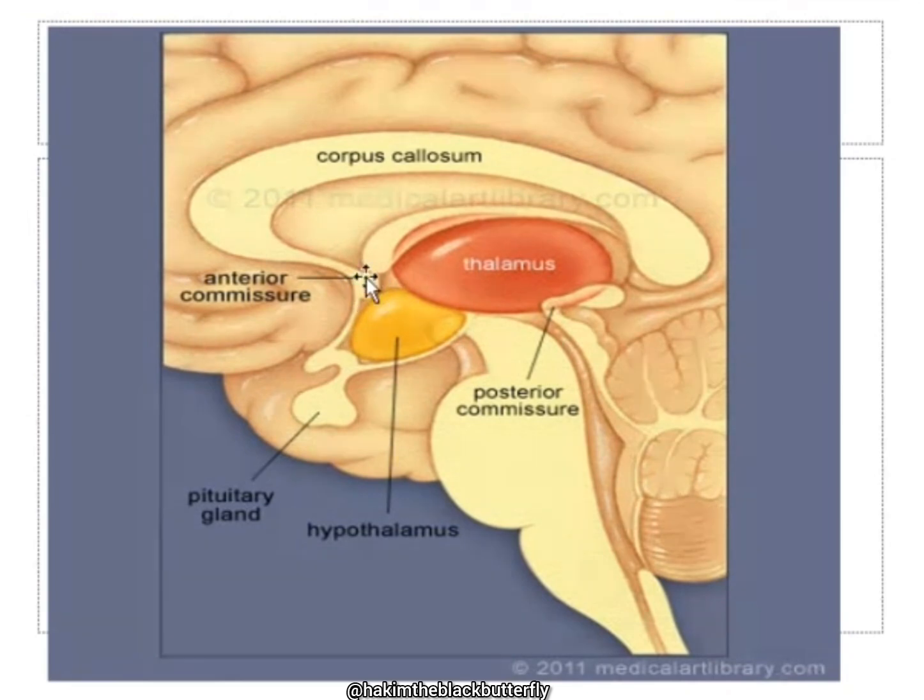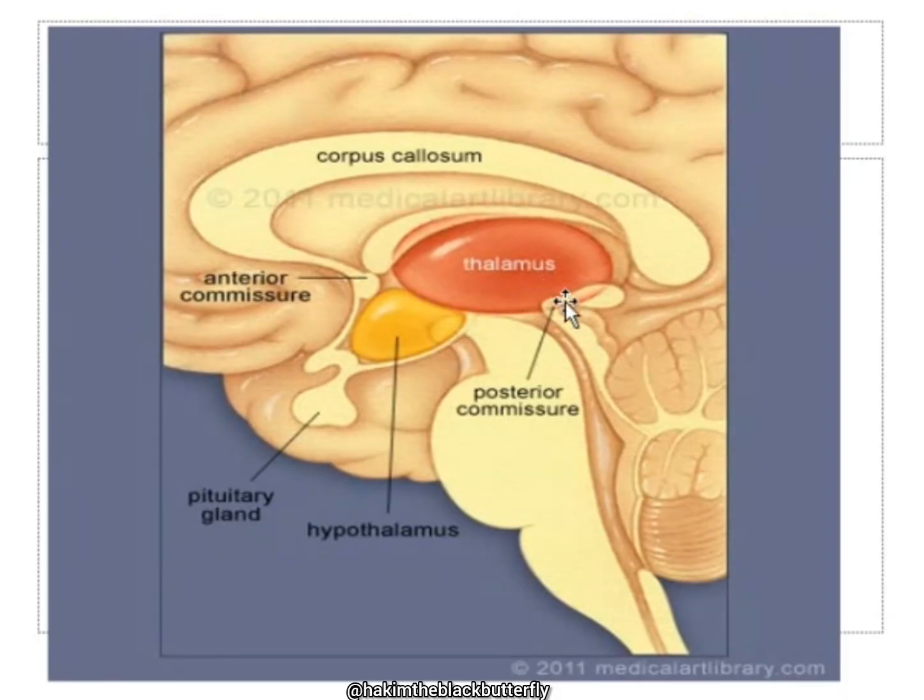Anterior to the thalamus, you have the anterior commissure. This anterior commissure is just connecting mainly the two olfactory bulbs. The olfactory bulb on the right and the olfactory bulb on the left are connected by nerve axons which are passing through the anterior commissure. A commissure means that it has fibers which are crossing from one side to another and vice versa.